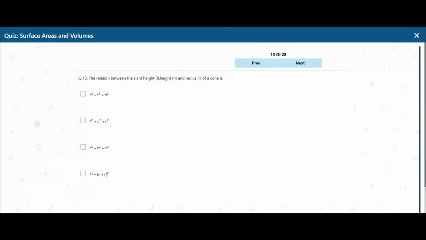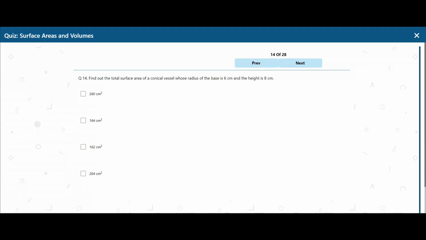Next is Puja. The relation between slant height, radius and height. Option B, ma'am. L squared is equal to h squared plus r squared. That's correct. Sachin, find the total surface area of a conical vessel. Radius is 6 and height is 8.